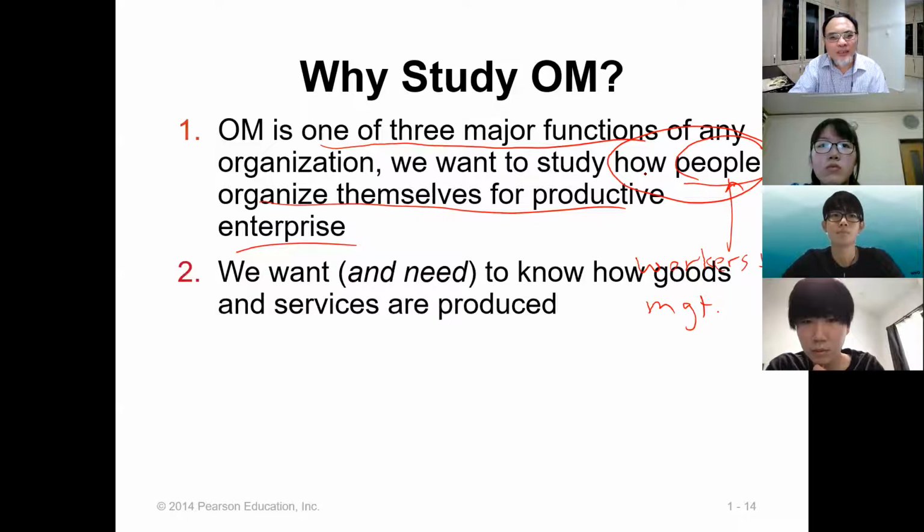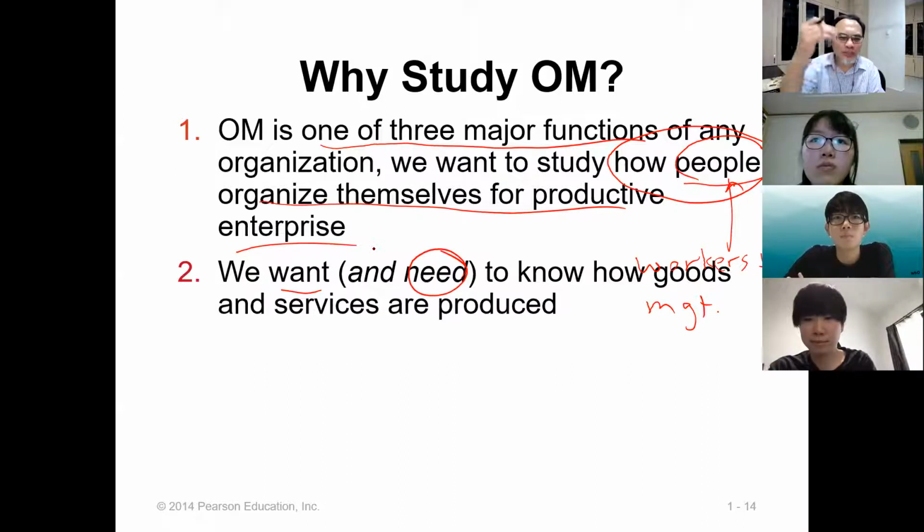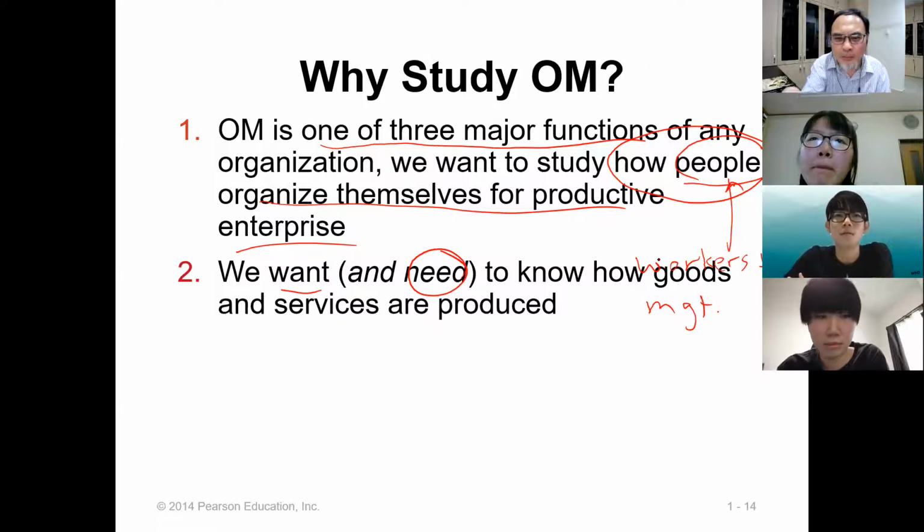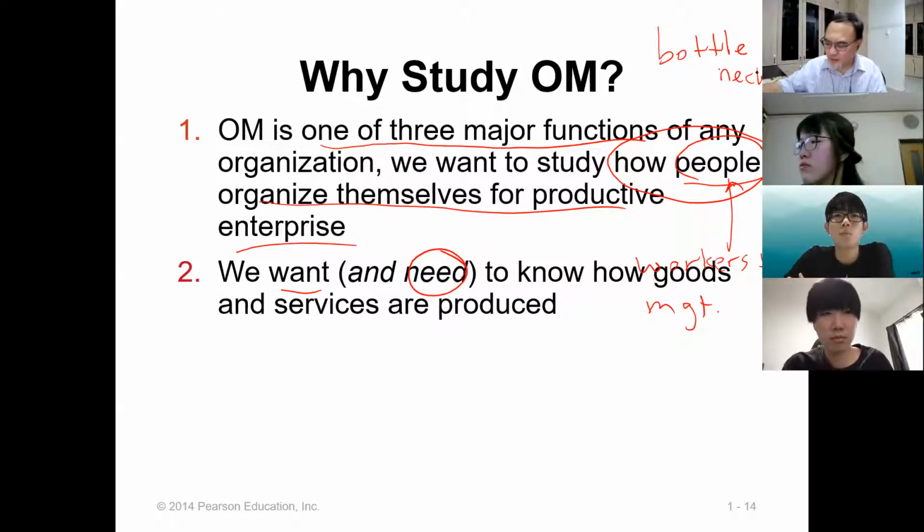And also, we want to know how goods and services are produced. We must know how goods are produced, and where there is a bottleneck. You know bottleneck? Bottleneck means, I spell out the word, okay? Bottleneck. Neck. What is neck?